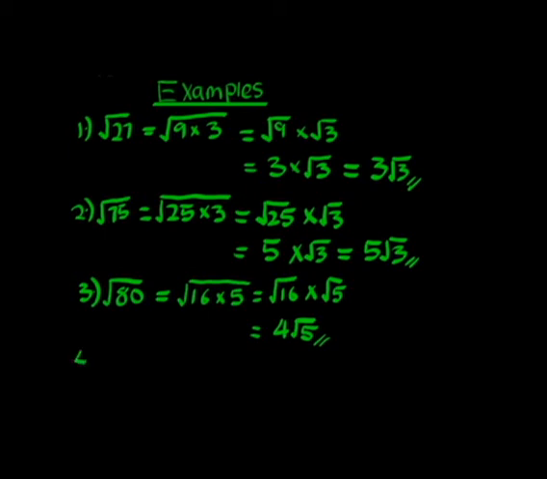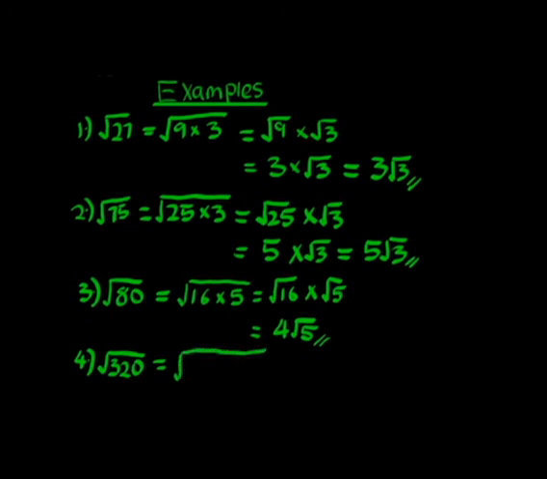Let's take one more example. Now, suppose we are asked to simplify root 320. Now, how do we go about this whole piece? The same rules apply. We're going to find two numbers whose product gives us 320, and one of them must be a perfect square. So two numbers whose product gives us 320 are 64 and 5.